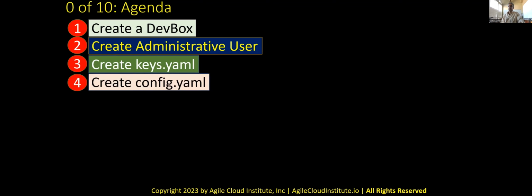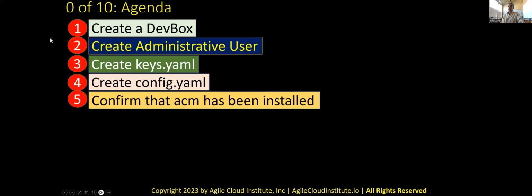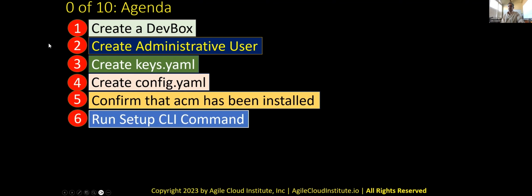Fourth, you will create a config.yaml file that will store all of the values for variables that make the data lakehouse appliance template reusable. Fifth, we will show you how to confirm that Agile Cloud Manager has been installed. Sixth, you will learn how to run the setup CLI command that installs all the required templates for Agile Cloud Manager to orchestrate an appliance from your dev box.